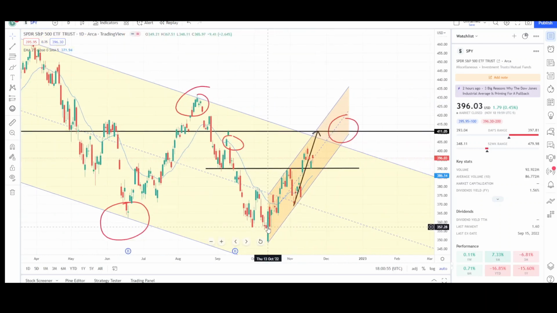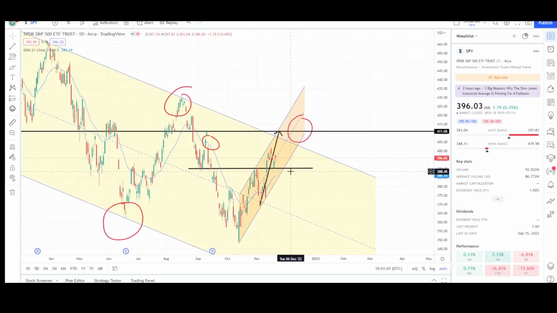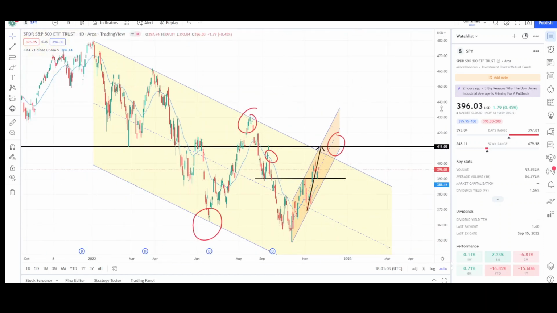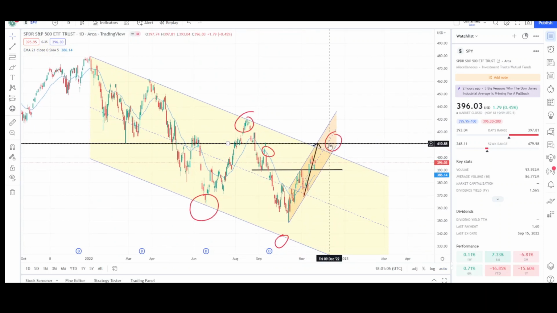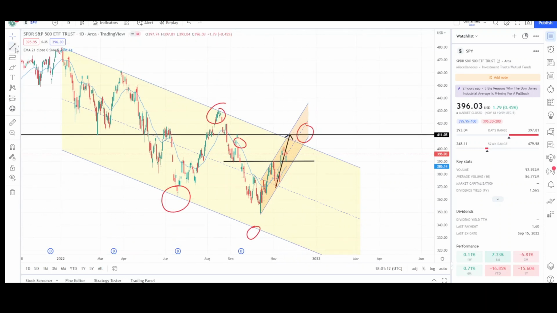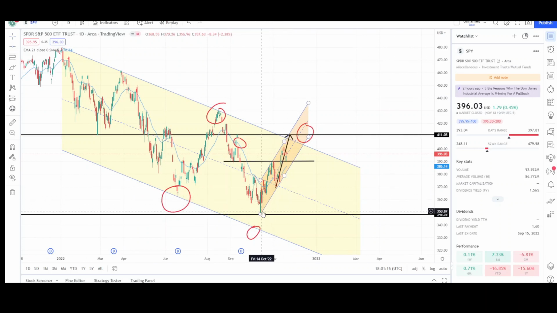This correction has been lasting since October 13th, once we made this large green candle, so it's over a month so far. Usually these corrections take a long time. It could be another few weeks, probably into mid-December, before we start seeing some more selling, because I don't think this is the bottom for the SPY. Multiple reasons tell me why: this doesn't look like a bottoming pattern, and the downtrend is still in play because of this channel.